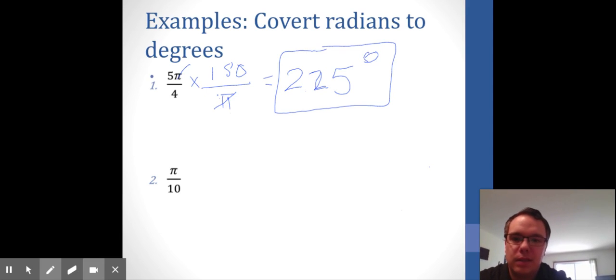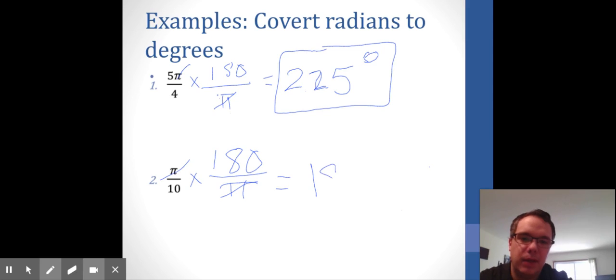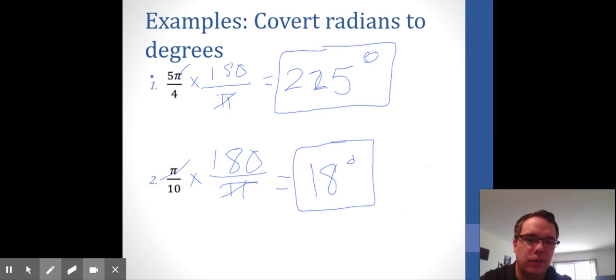All right. Same with pi over 10. If I want to change that to degrees, I'm going to multiply by 180 over pi. My pi's will cancel out, and 180 divided by 10 leaves me with 18 degrees. So pi over 10 radians is the same as 18 degrees. So a radian just represents the number of radii that are taken up in an angle. And to change from degrees to radians, we multiply by pi over 180. And to change from radians to degrees, we multiply by 180 over pi.